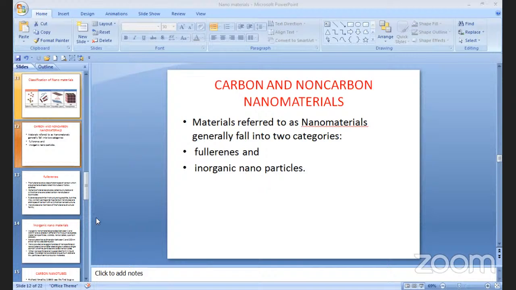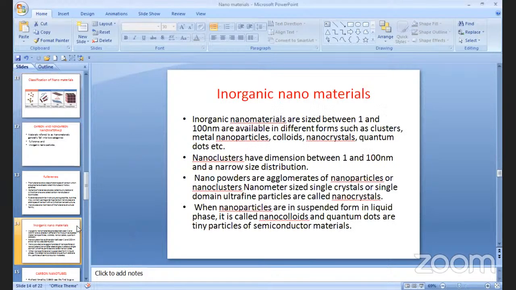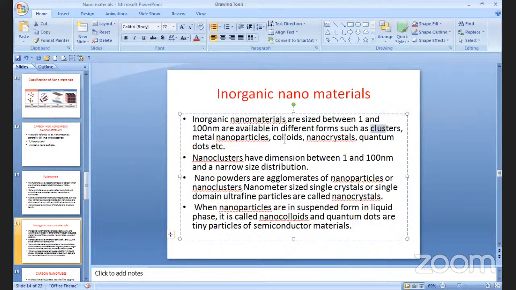And if you go for inorganic nanomaterials, the size or dimension of these materials is between 1 and 100 nanometers. Between 1 and 100 nanometers, they take different forms: clusters, metal nanoparticles, colloids, nanocrystals, and quantum dots. So different shapes in between 1 to 100 nanometers.